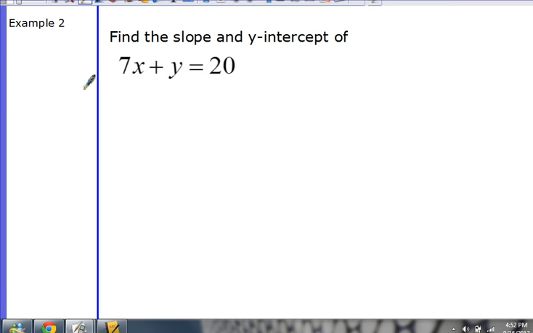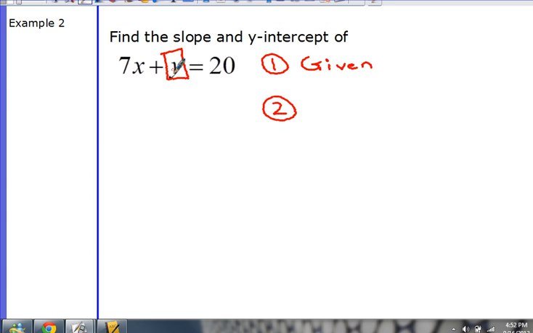Alright, so in this example, we want to find the slope and the y-intercept again. So let's set up a couple of steps that we should be doing. Remember, we have 7x plus y equals 20. Step 1 is given. Let's use red for our steps. Okay. The next thing that we need to do is isolate the y.